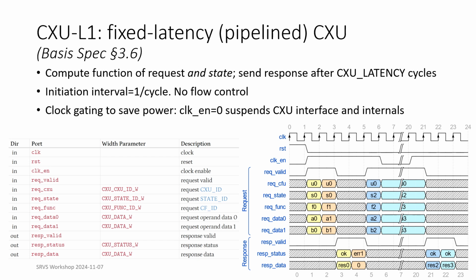And this works well on FPGAs whose flip-flops all have a free clock enable input. So in the waveform on the right, the CXU has a latency of 2 cycles. The first 2 requests arrive in cycles 1 and 2 with responses in cycles 3 and 4. The next 2 requests come in cycles 5 and 6, but then the clock enable is negated, freezing the interface through cycle 20. The final 2 responses come in cycles 21 and 22.